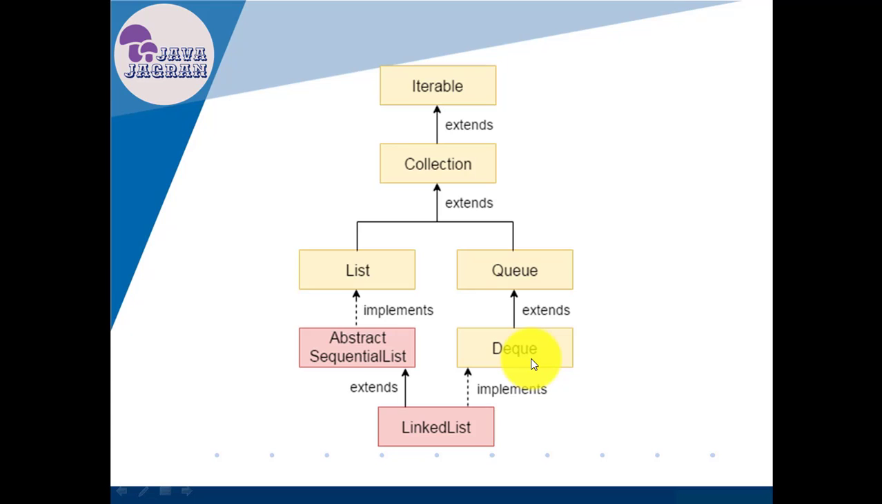It also implements many other interfaces like RandomAccess, the basic interfaces provided by Java. But mainly we are concentrating only on the collection related classes and interfaces. That's why I showed you this hierarchy. So this is where we can find the linked list in the collection hierarchy.